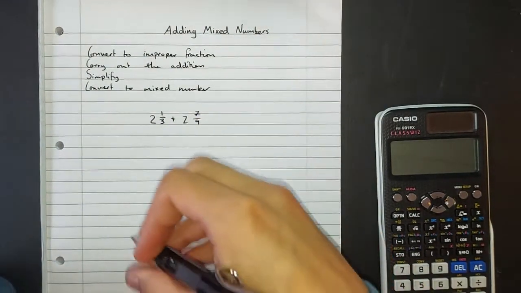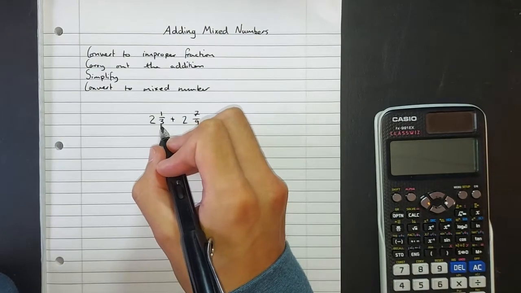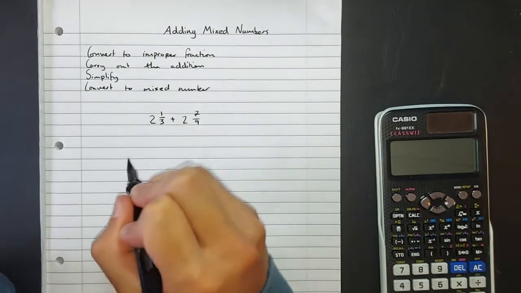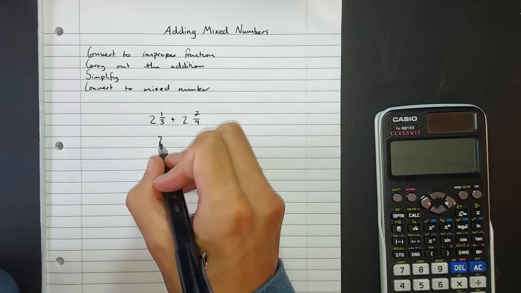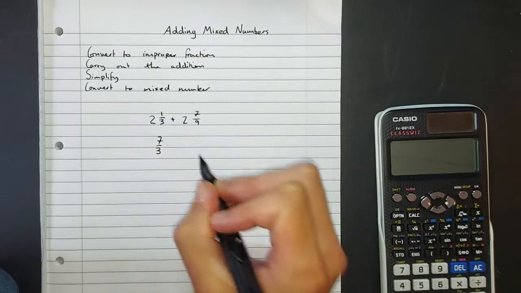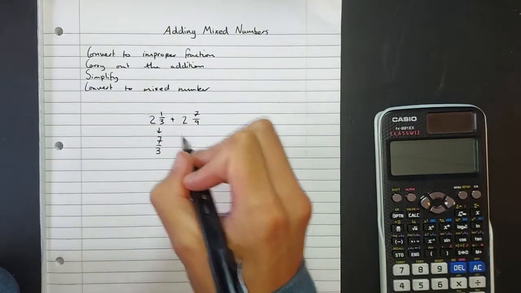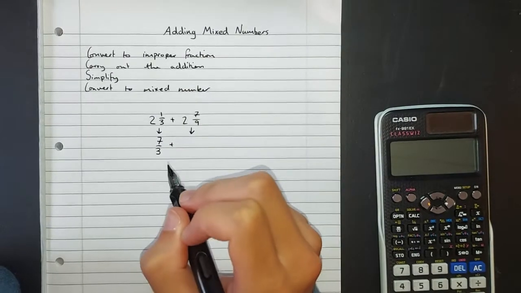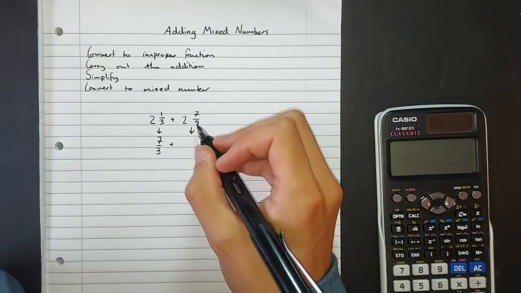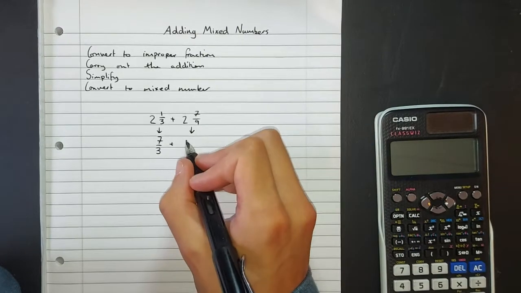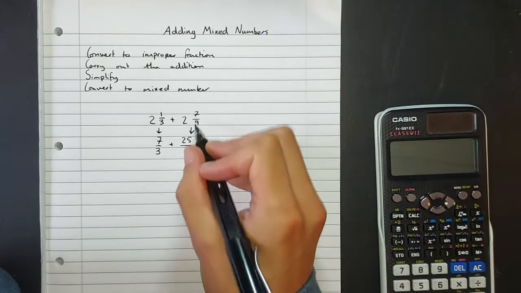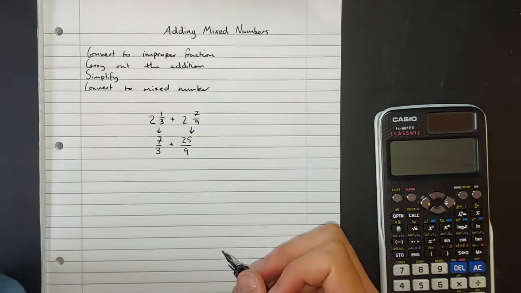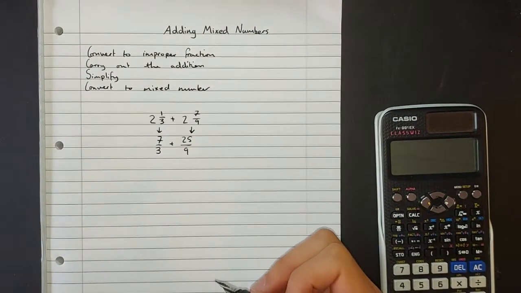So let's do that. We're going to do 2 times 3 is 6, plus this extra 1 is 7. So this is 7/3. That's that one converted. Now let's convert this one. You've got to do 2 times 9 is 18. 18 add 7 is 25. So that's 25/9. That's that one converted. Now we need to carry out our addition.